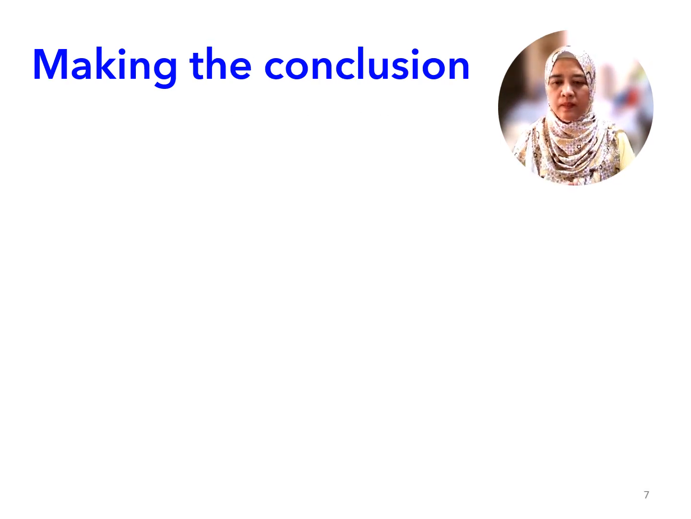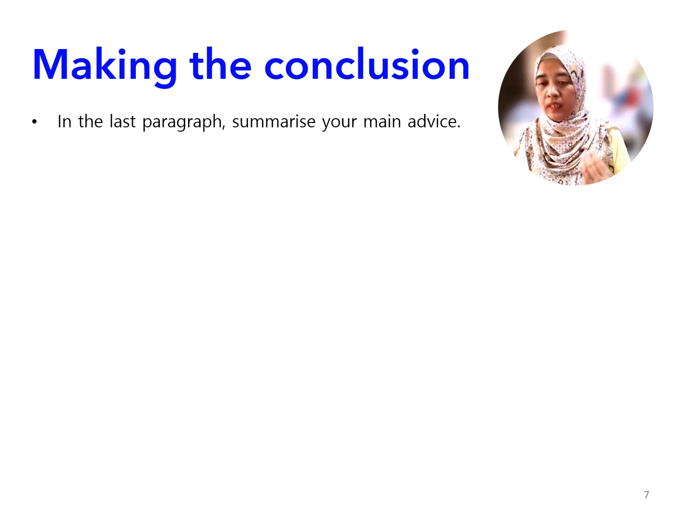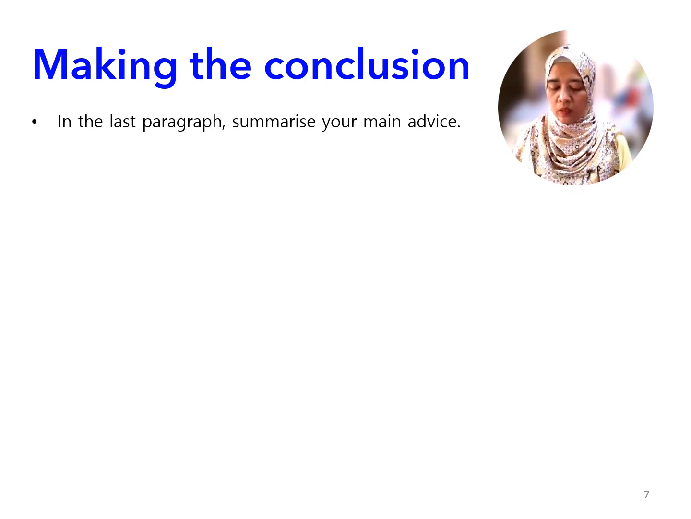Now, as I said before, a very important element of the answer is the conclusion. Do not leave your answer hanging. You must tie up everything neatly in the conclusion. And how do you make the conclusion? A good tip is to summarize your main advice. You use a summary of your main advice in the last paragraph, which becomes your conclusion. So, what is the main advice there? To go to court, or that there is no contract? Summarize your main advice.